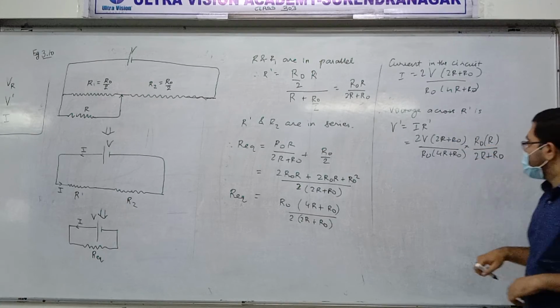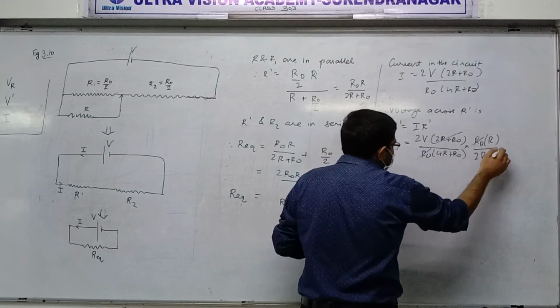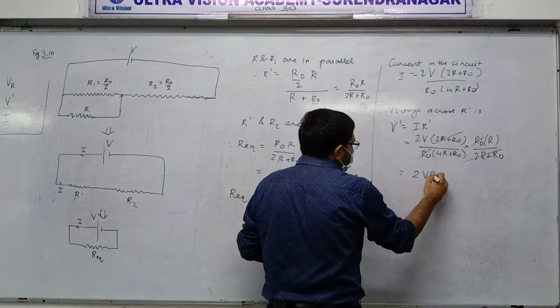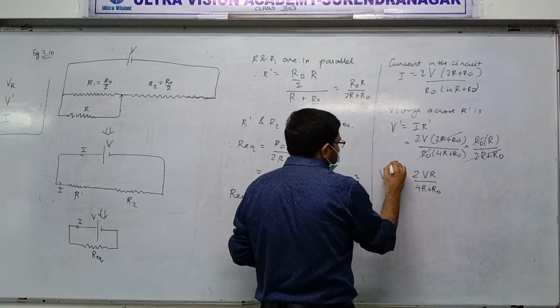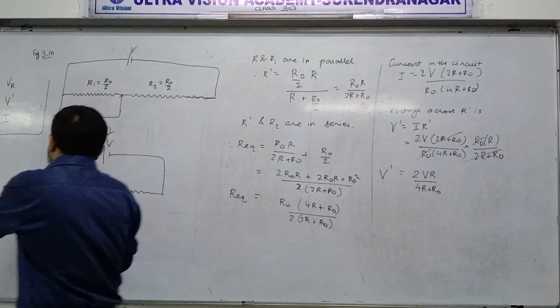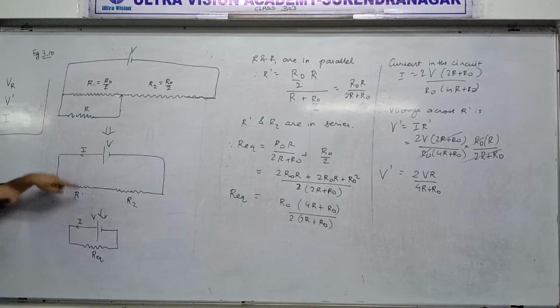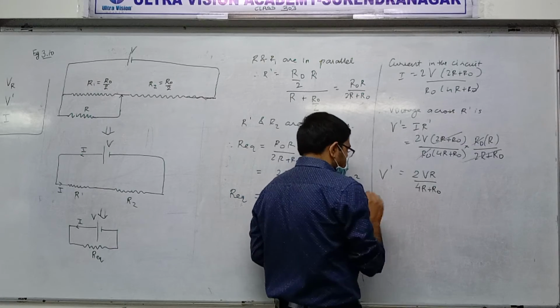Okay, anything cancelled? R0 cancelled. 2R plus R0, this whole bracket is cancelled. 2VR upon 4R plus R0. This is V dash. But if we have found V dash, that automatically means we have found this because those two are parallel. Yes. Okay. So last step.